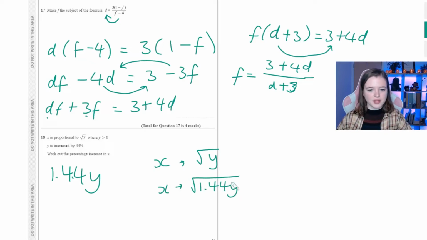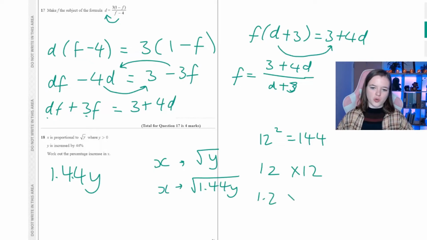Does that make sense? And then, can we square root this? I wonder, is there anything that we can times by to get 1.44? And now I know that 12 squared, that's 144. So now I'm going to look at this. That's 12 times 12. If I do 1.2 times 1.2, then I'm going to be making this 100 times smaller. Does that make sense? So I'm going to do 1.2 times 1.2, make that 1.44. So if I square root this, I'm going to have 1.2.